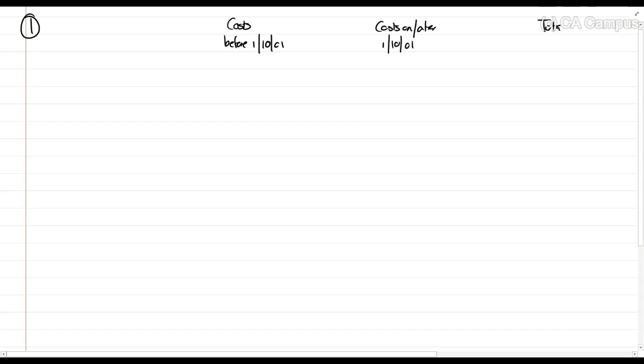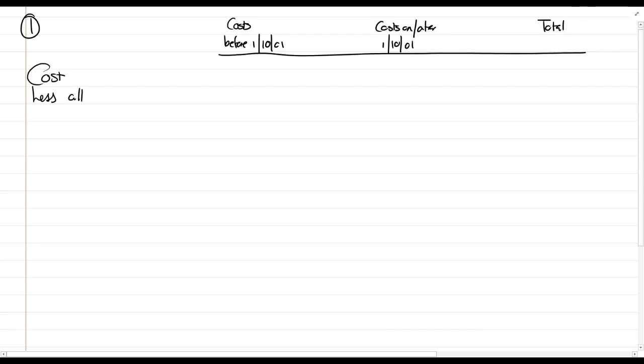We do it by using the following format: costs before 1 October 01, costs on or after 1 October 01, and a total column. Okay, now all that we do now, guys, is we split it. So what I want you to see, what we're first going to do is we're always going to say cost less allowances.